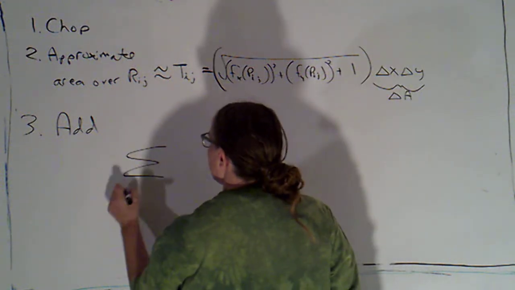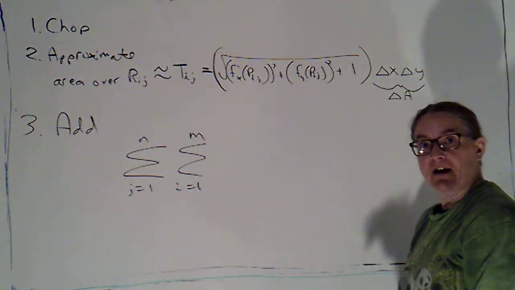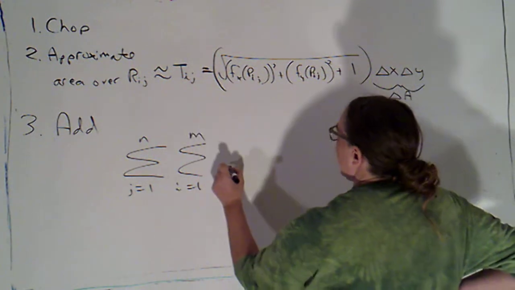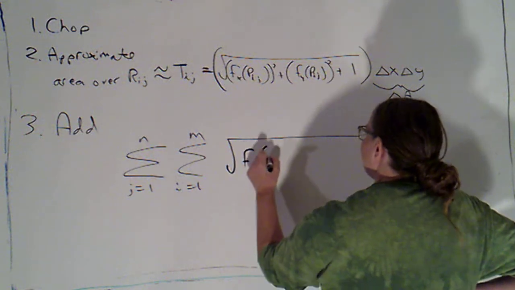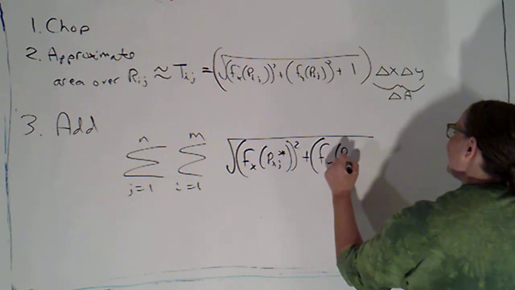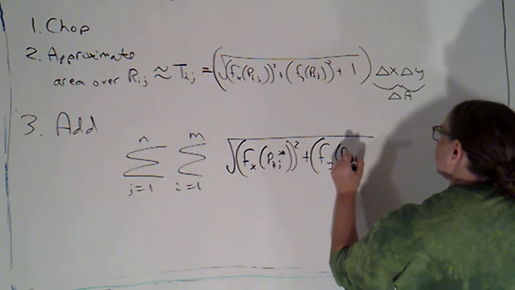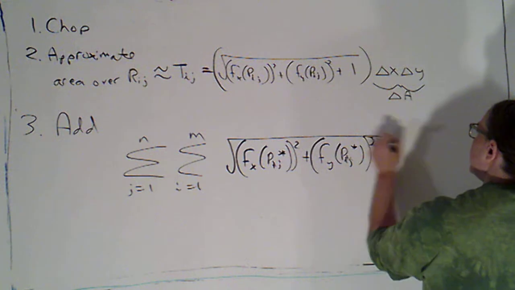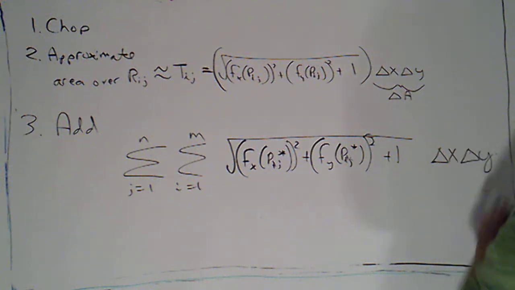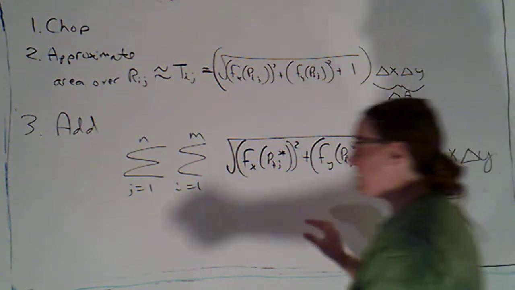So we're going to have the sum as j goes from 1 to n, sum as i goes from 1 to m, where this is just keeping track of the number of pieces into which I've chopped things this way and this way, of T_ij, which is the square root of f sub x at my representative point squared, plus f sub y at my representative point, squared, plus 1, times delta x, delta y.